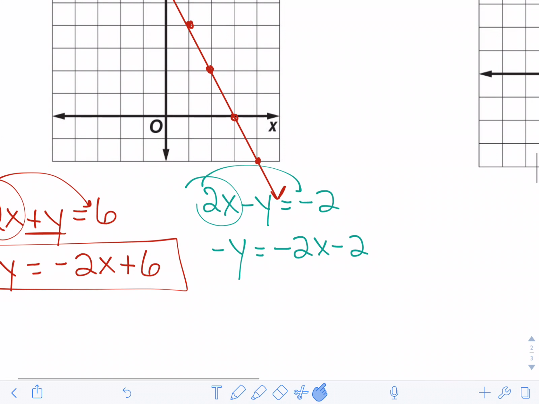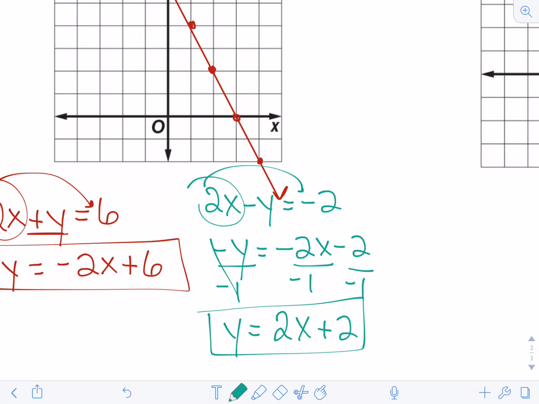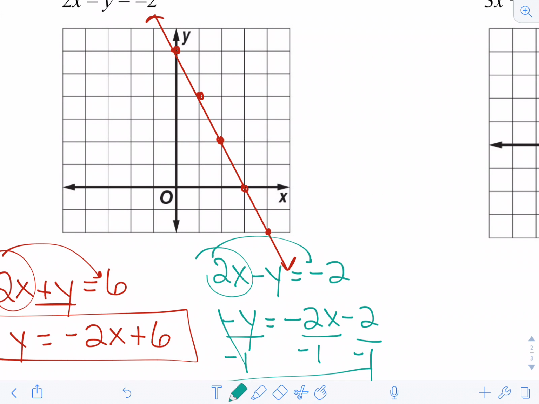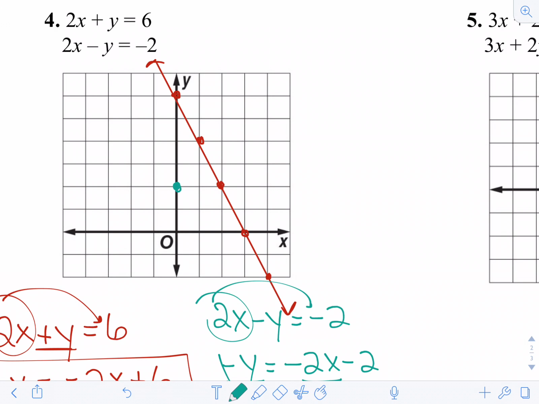And here you have to do a great divide because you need this to be a positive y. So we're going to divide everything by a negative, so you have y equals. When you divide just by a negative, all it does is change the signs. So a positive 2x and a positive 2. And now I can go ahead and graph that. So I have a positive 2 for my y-intercept, and my slope is 2. So I'm going to go up 2 over 1, up 2 over 1. I'm going to go down 2 over 1, down 2 over 1. So I'm going to connect my dots here to make my line.